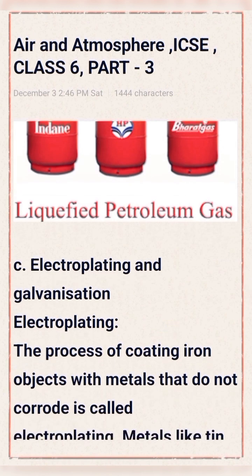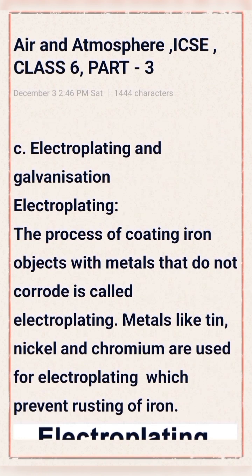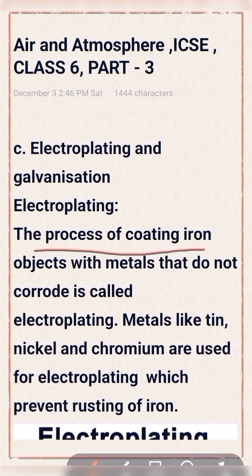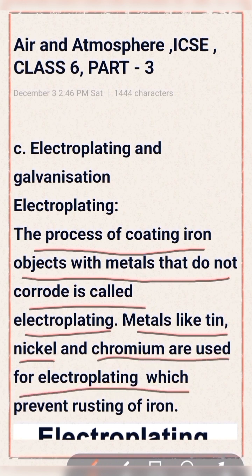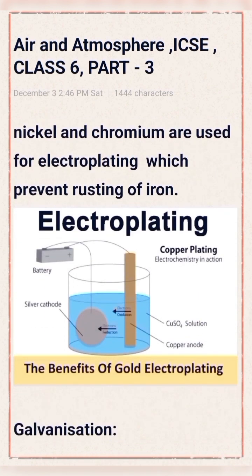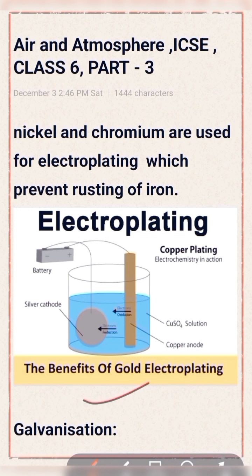Next, differences between electroplating and galvanization. Electroplating: the process of coating an iron object with a metal that does not corrode is called electroplating. Metals like tin, nickel, chromium are used for electroplating, which prevents rusting of iron. Please show the related picture.